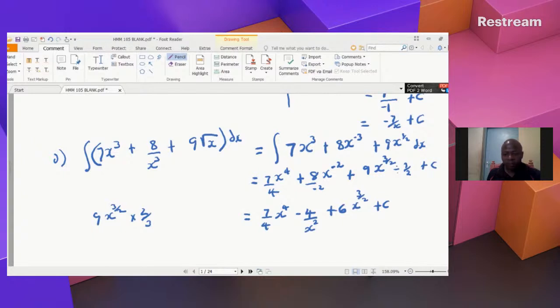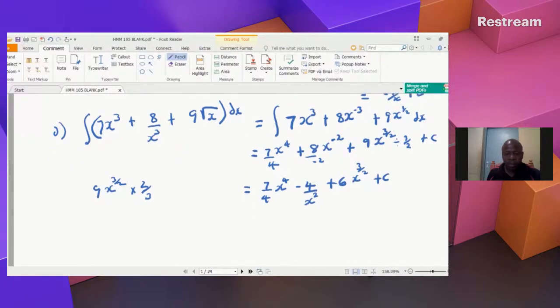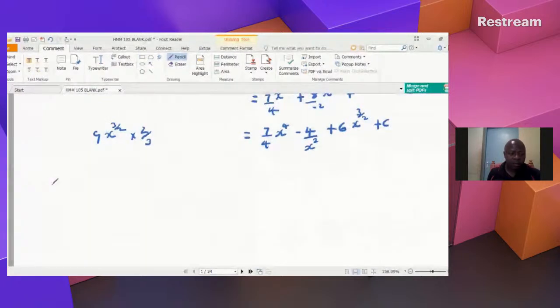So we can look at one other example just to make it clear. Example E, let's have the integral of 3x squared plus 7x cubed divided by x squared dx.